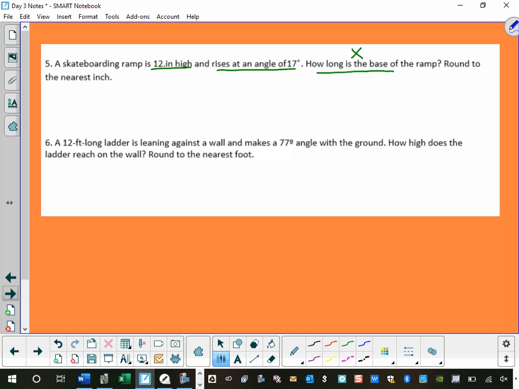All right, if I have a skateboarding ramp, let's pretend that's it. Let's create a little triangle here. It's 12 inches high. It rises at an angle of 17 degrees. How long is the base of the ramp? So there's my picture filled out. They didn't even ask how long the ramp is. We don't need to know that.